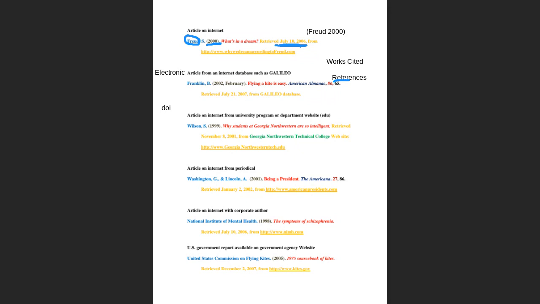Now, notice in the in-text citation, though, you don't put the month and you don't put the author's initial, just to repeat that again. All right, Flying the Kite is Easy, then the date, then everything else in the same order after the parenthesis, American Almanac, and so forth.